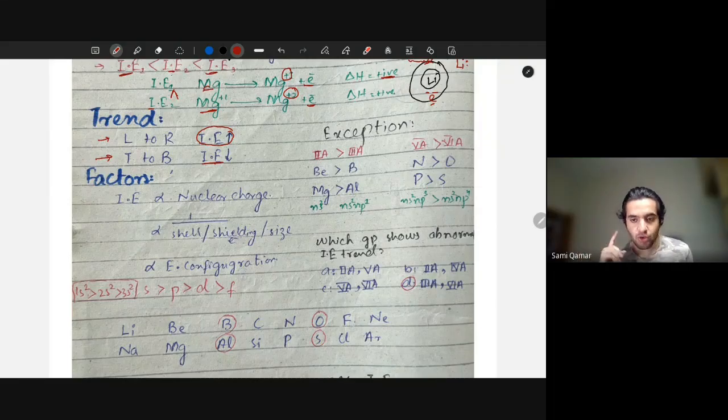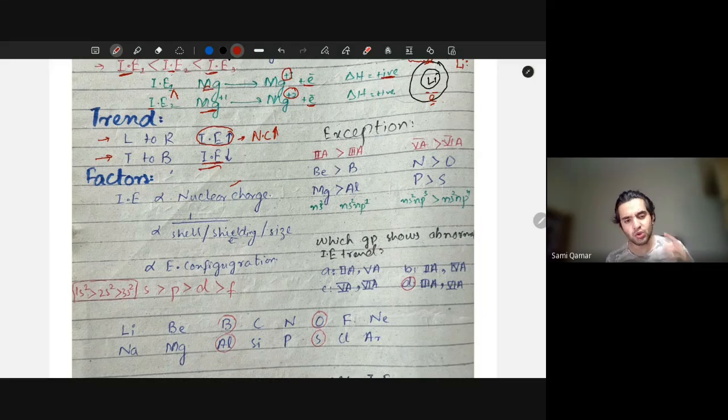Moving from left to right, why does it happen? The same concept. Nuclear charge is increasing from left to right in a period. When nuclear charge is increasing, ionization energy is increasing. And from top to bottom, shells are increasing. When shells are increasing, the shielding effect is increasing. What does that mean? The nuclear hold is less, so we will need less energy to remove that electron. So ionization energy will decrease.